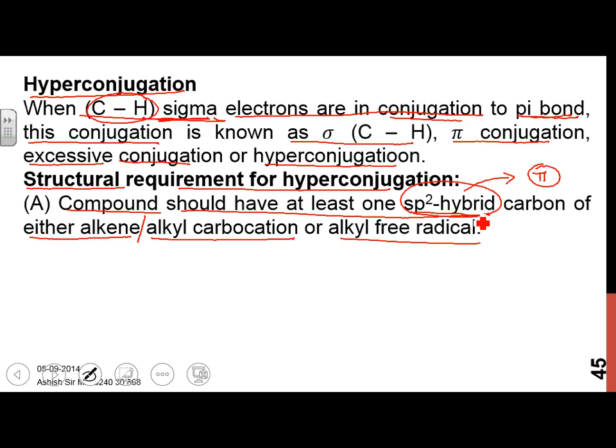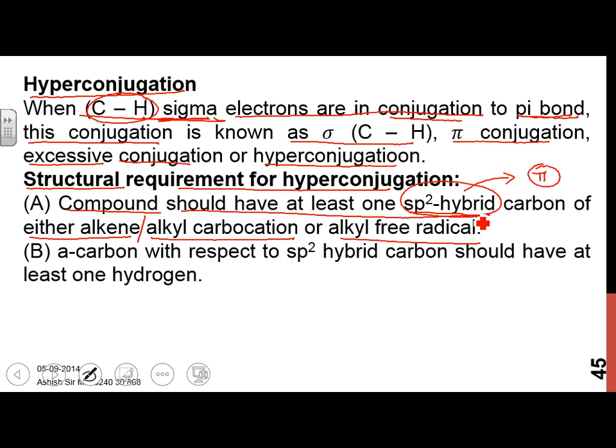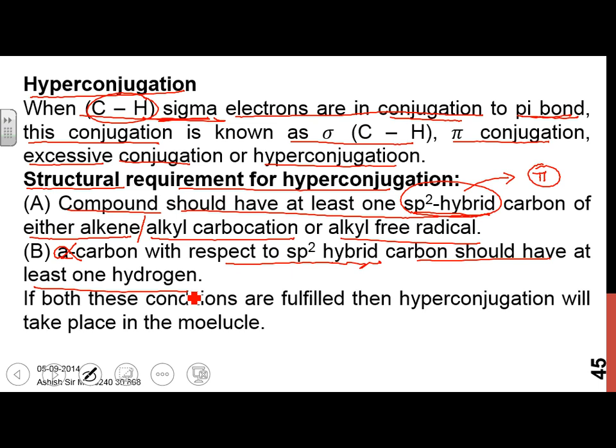That means we must have a double bond, a pi bond. That is the first requirement. What is the second requirement? The alpha carbon with respect to the sp2 hybrid carbon should have at least one hydrogen. Let me explain both of them. If both these conditions are fulfilled, then hyperconjugation will take place in the molecule. Let me explain both the conditions in detail.